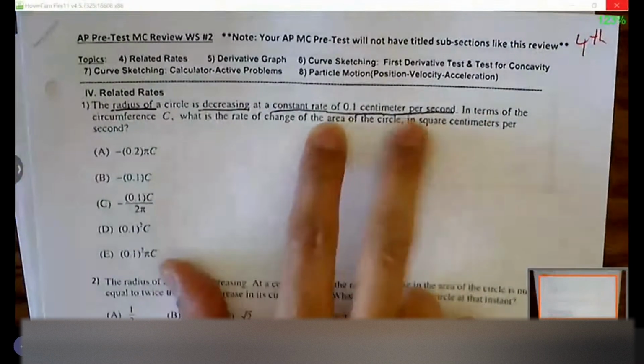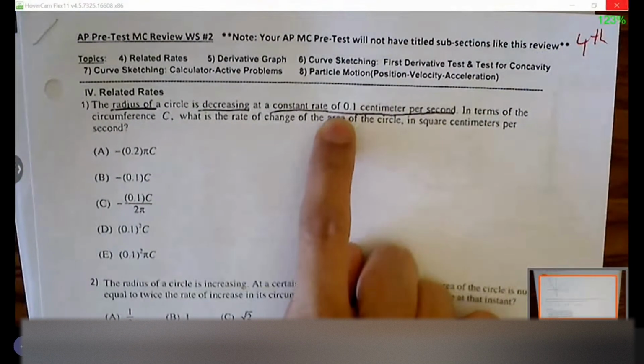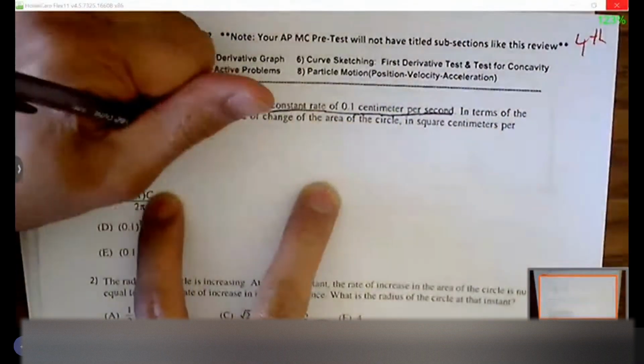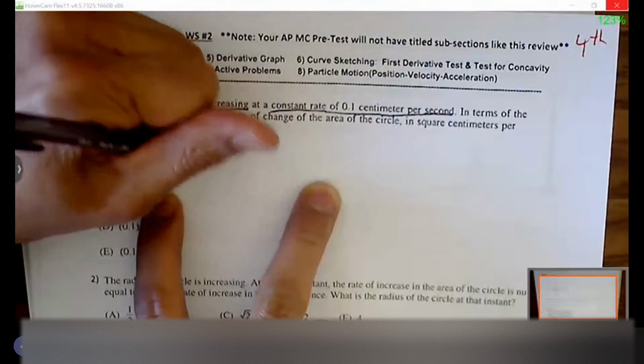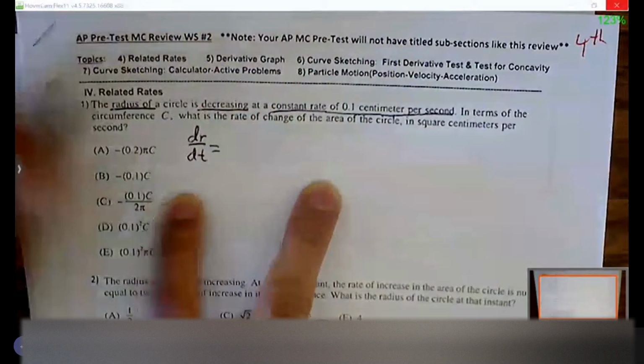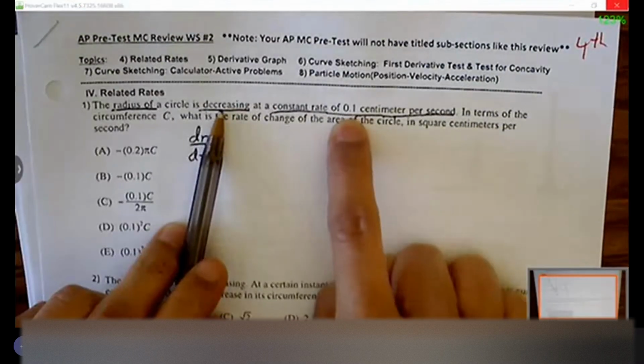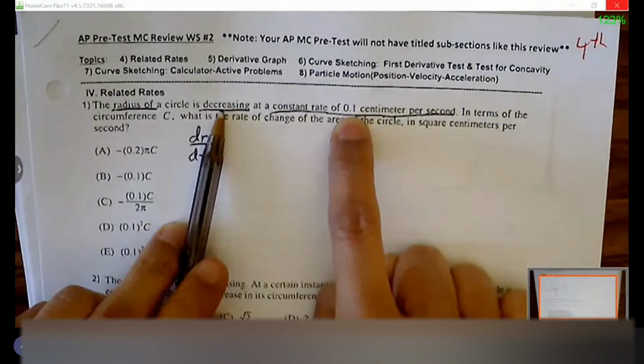So I know that this is not a static value. It's going to be involving a rate. So I know this is going to be dr dt, right? dr dt is what we can assign this value to be. But we also see the word decreasing, so that indicates that we have to adjust the sign of that 0.1 to be negative.